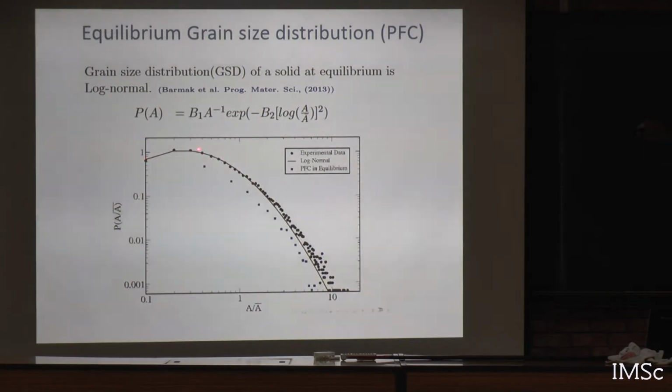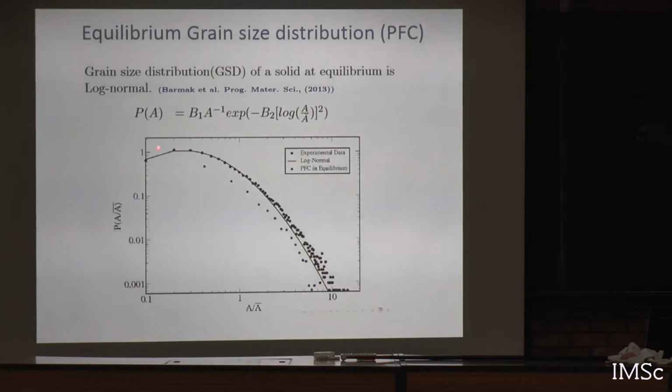So these dots are from experiment, and they are averaged over various experiments. It is taken from a paper by Barmak. In fact, she sent us her original data. She calls this data a master curve, and we tried to fit a log normal through that, and we find that it is not a very good fit, although experimentally it is accepted that all metals follow log normal distribution at equilibrium.